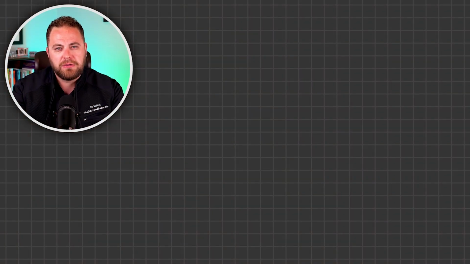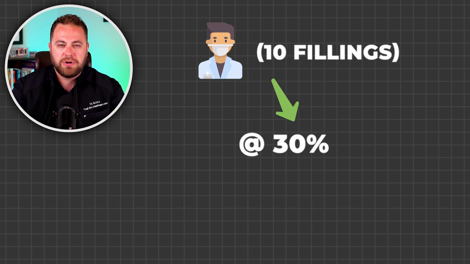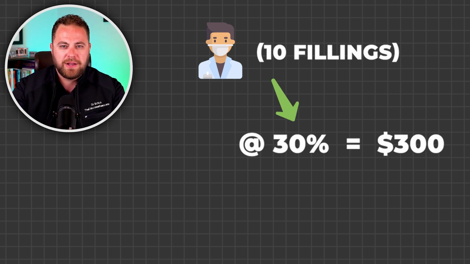So if we continue from our previous example where a filling costs $100, let's say that's your UCR fee. Now, in an adjusted production model, let's say the associate dentist completes 10 fillings over the course of a pay period on Delta Dental type patients. So giving it our 30% rate again, the associate dentist would get $300 pre-tax. Again, very similar to simple production. Now, this is where the adjustments occur.